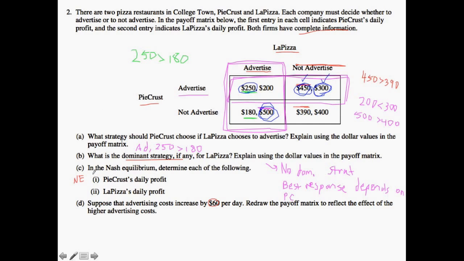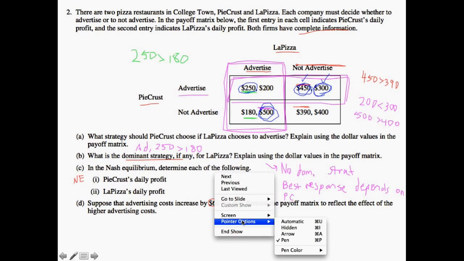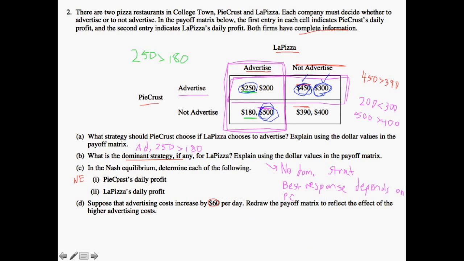Part C: in the Nash equilibrium, determine each of the following: Pie Crust's daily profit and La Pizza's daily profit. So we already identified the Nash equilibrium. It is that top right corner, and therefore we know that the daily profit for Pie Crust is going to be the first number, which is 450. And then the daily profit for La Pizza is going to be the second number, which is 300.